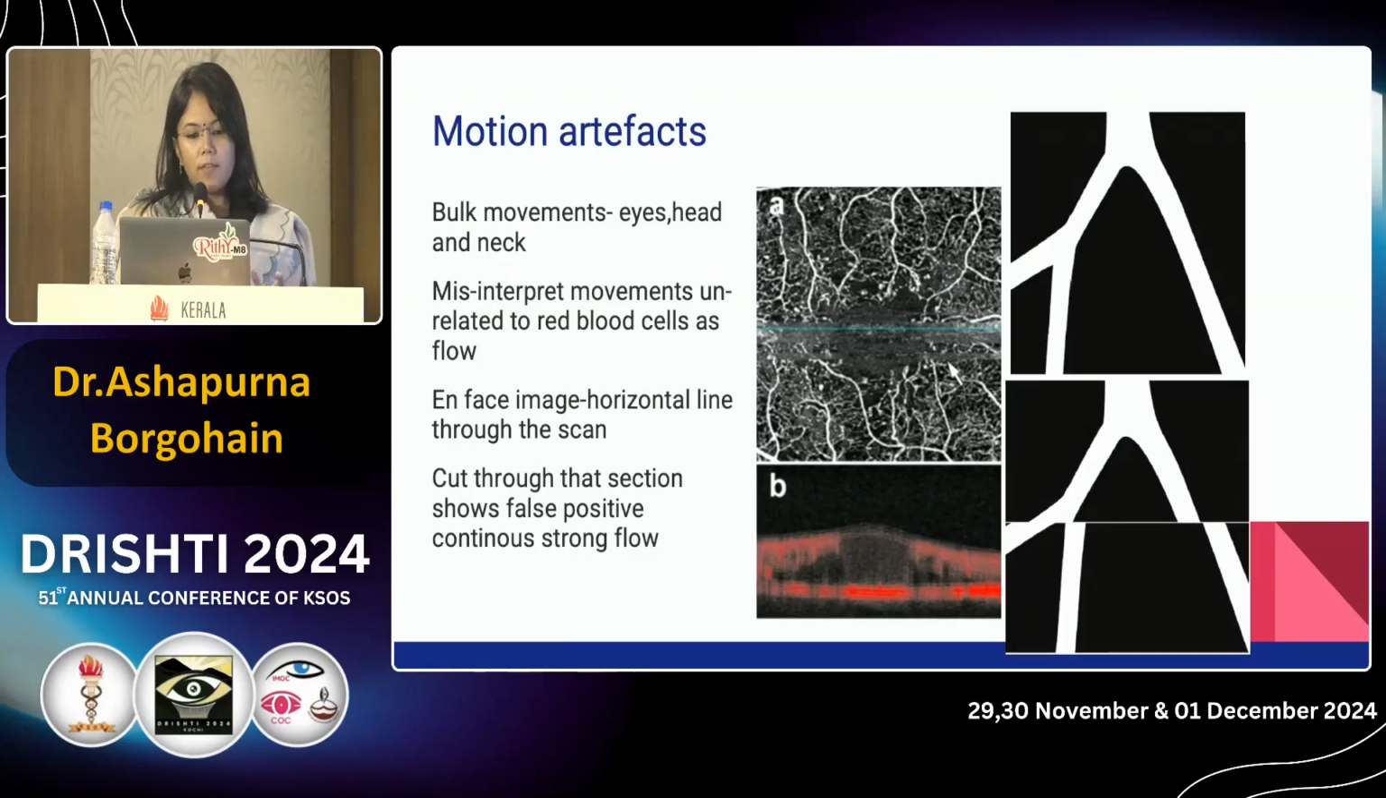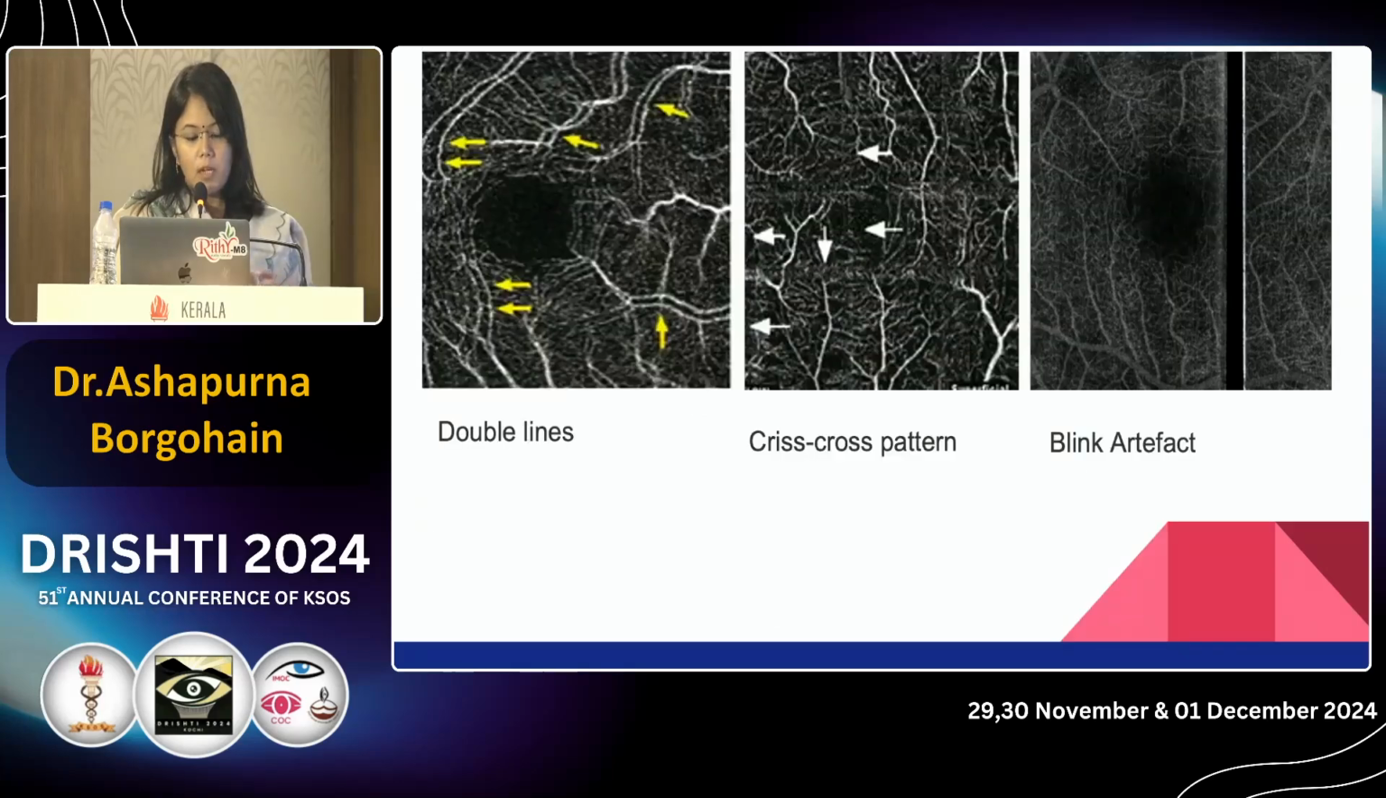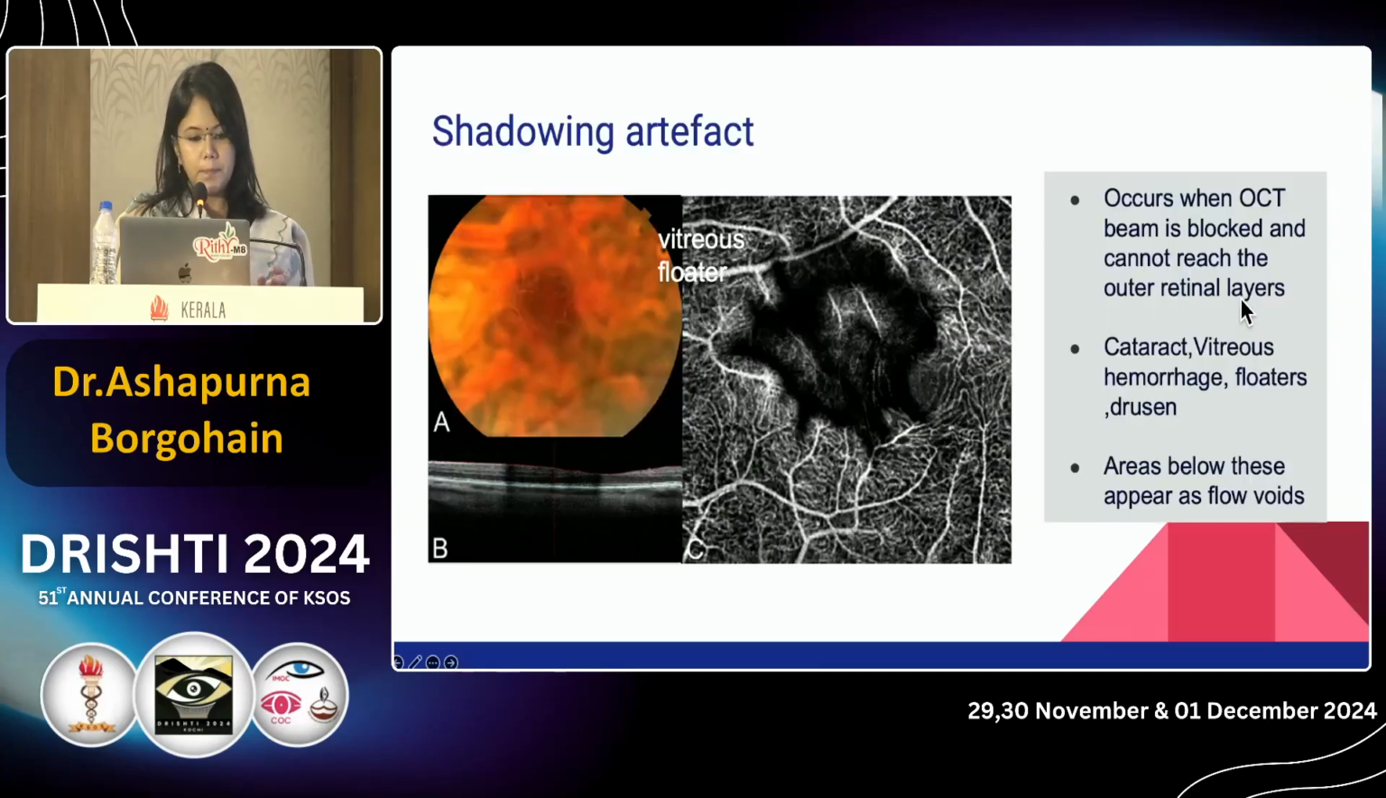So another artifact is the motion artifact, which can be due to bulk movements of the eyes, head and neck. It is seen as a section in the en-face image, and corresponding flow signals will be very dense. Different types of motion artifacts are double lines, crisscross patterns, or blink artifact, where a complete area in the en-face image will be missing.